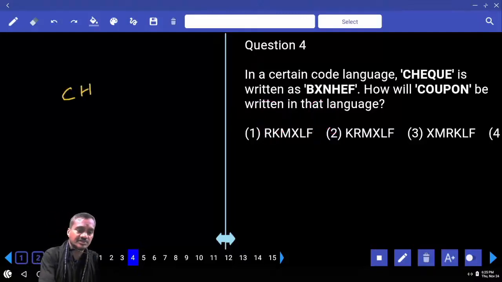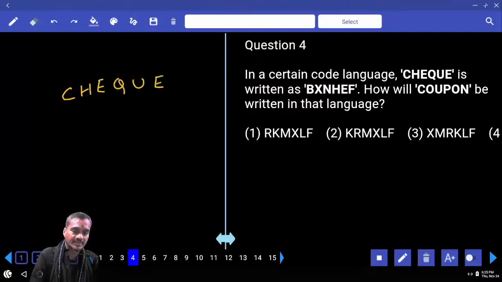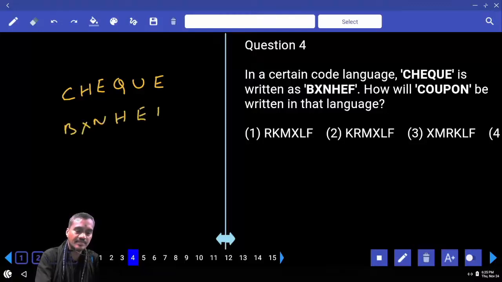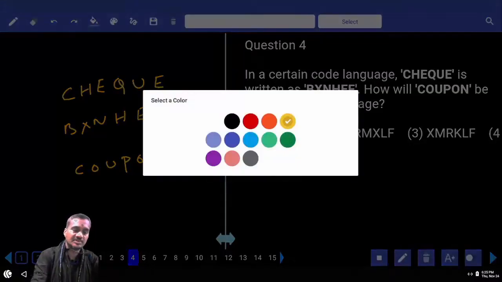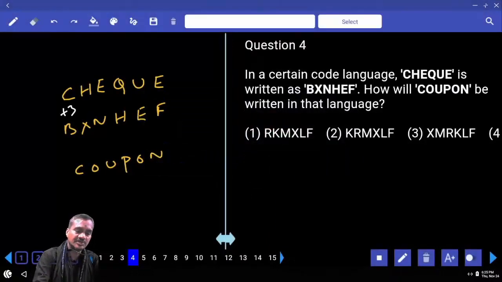Now SCCQUE, BXNH, EF. It is based on coding and decoding. Then what is the code to the word coupon? What is the logic behind this one? COU and PON. Now C and F, what is the difference you have? Plus 3. Now C plus 3 is F.